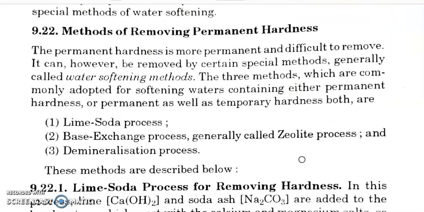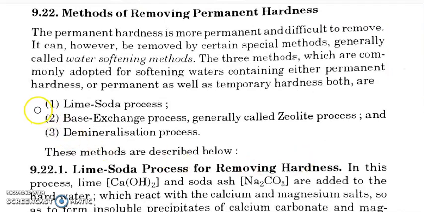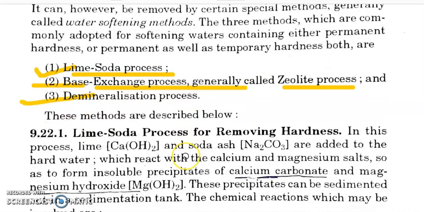Next are the methods of removing permanent hardness. There are three methods: the lime soda process, base exchange, generally known as the zeolite softener or zeolite process, and the demineralization process. In your syllabus, the lime soda process and the zeolite process are given. So let's see those two.